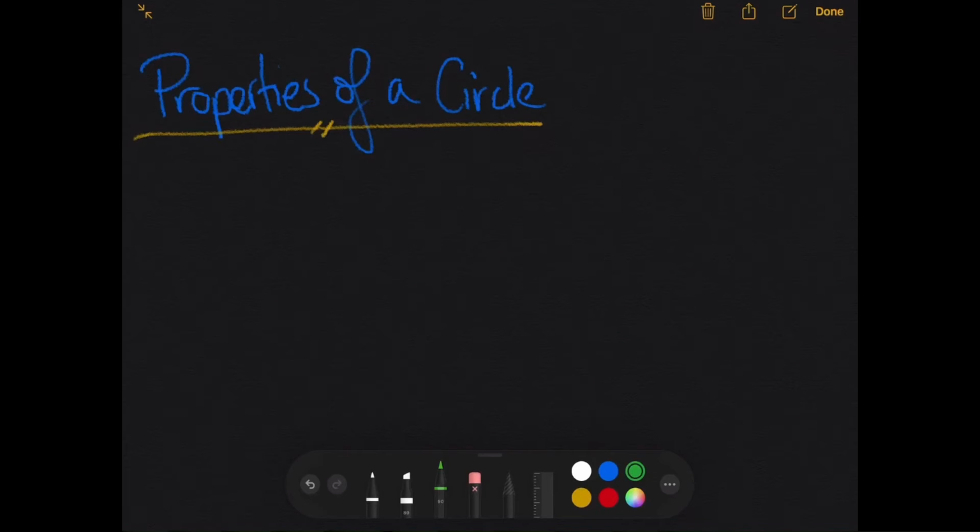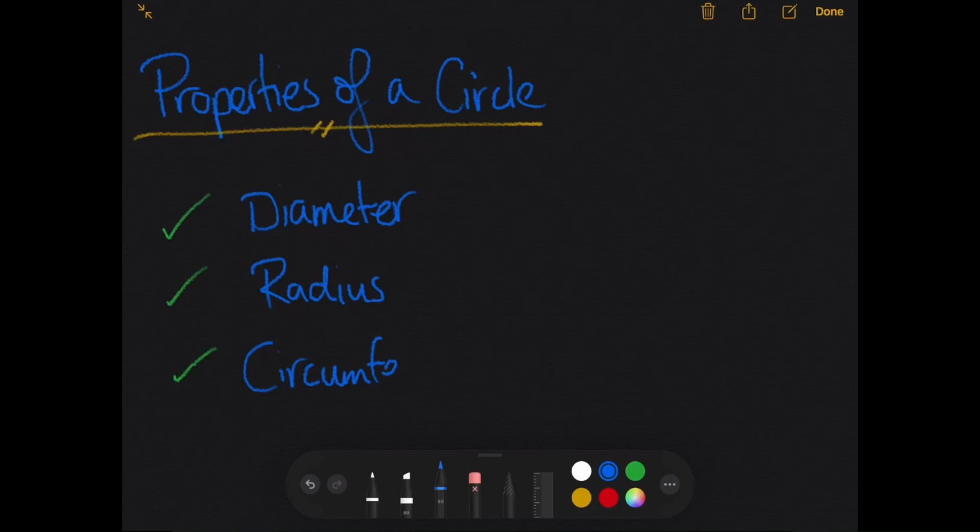Hello, so today we're talking about the properties of a circle. Now, there's three main terms that you're going to need to learn by the end of this video. And the first term is diameter. The second term is radius. And the third term is circumference.